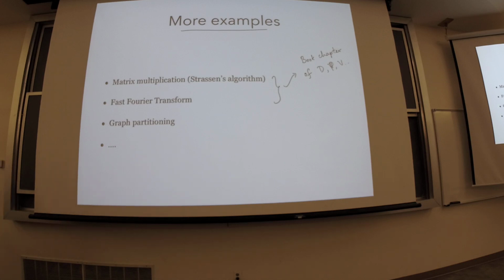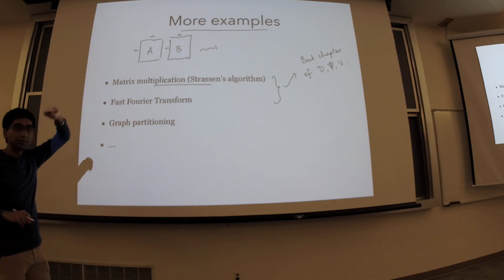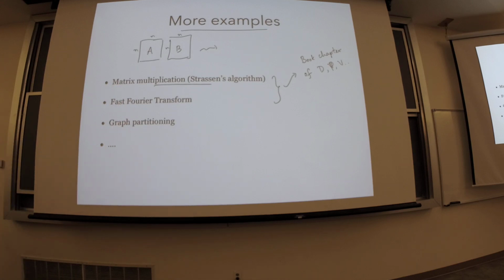So what is this? Matrix multiplication. If you've not seen it, this is very similar to the integer multiplication that we've seen, but this is more powerful. Suppose you want to multiply two n by n matrices. The standard way of doing it takes time n cubed, because you will multiply each row with each column. Computing every entry of the product takes n time.